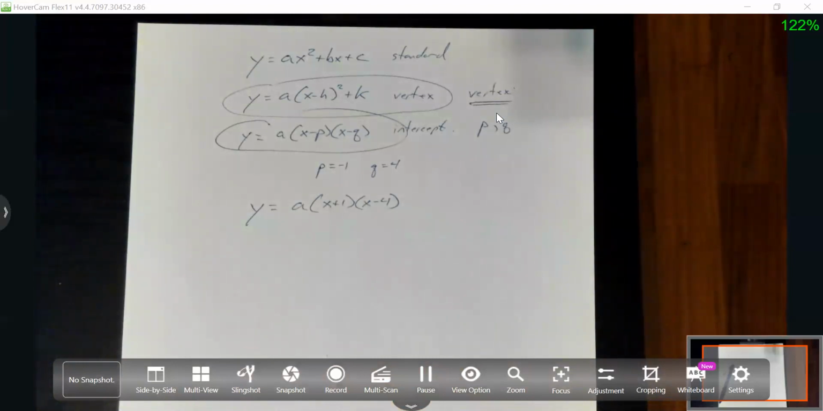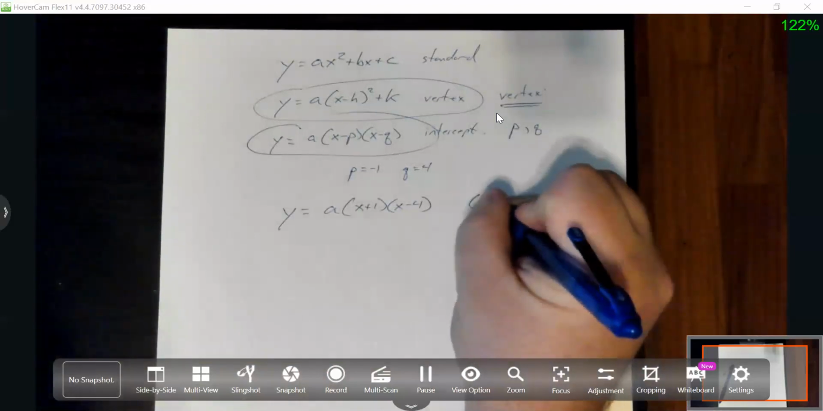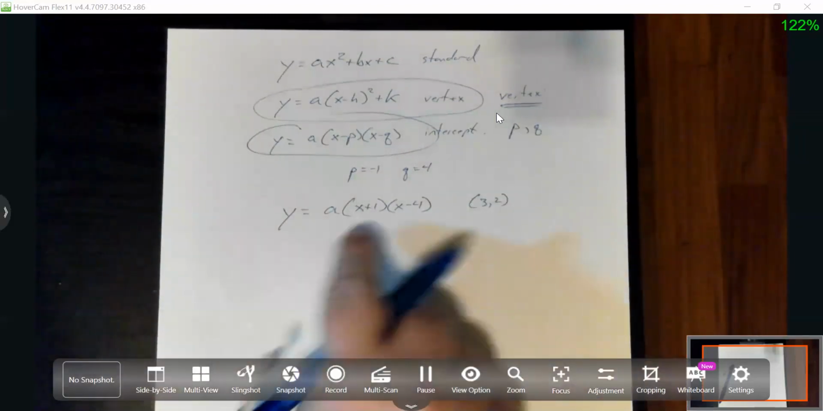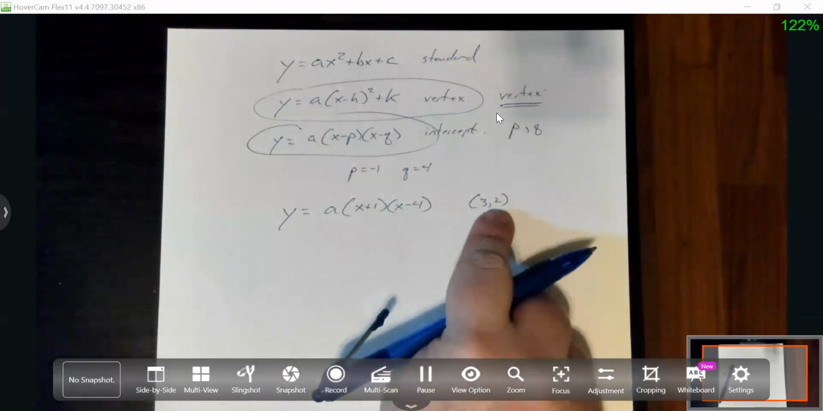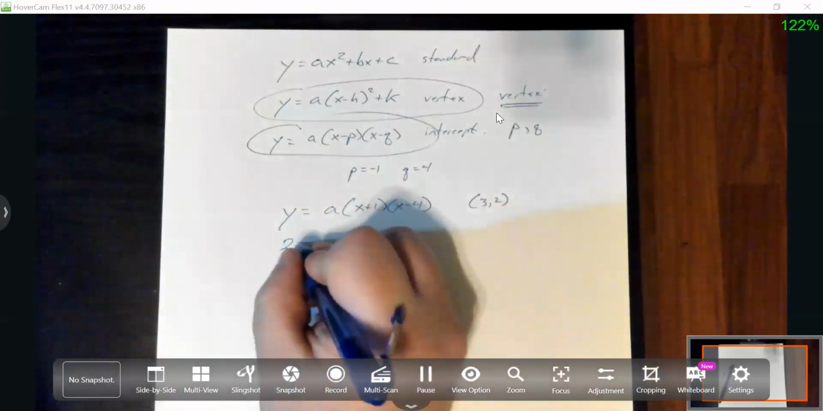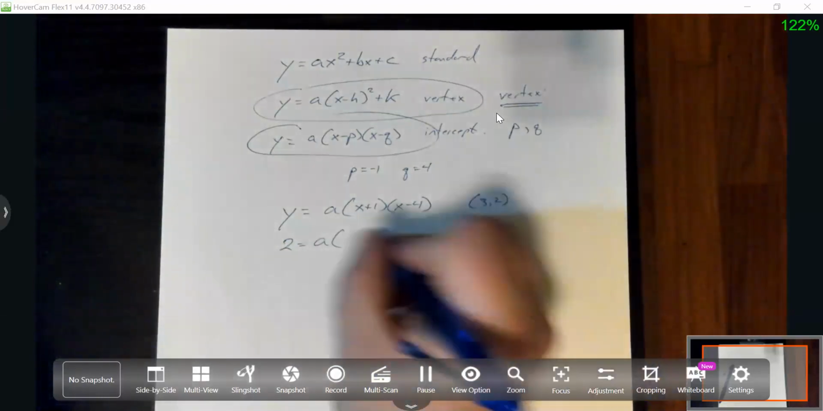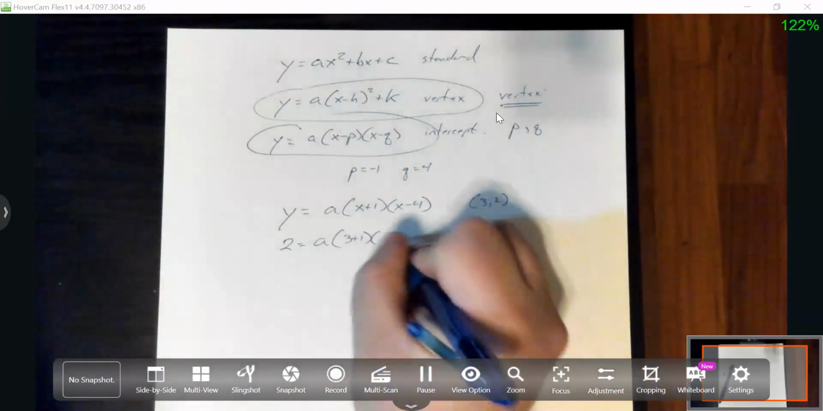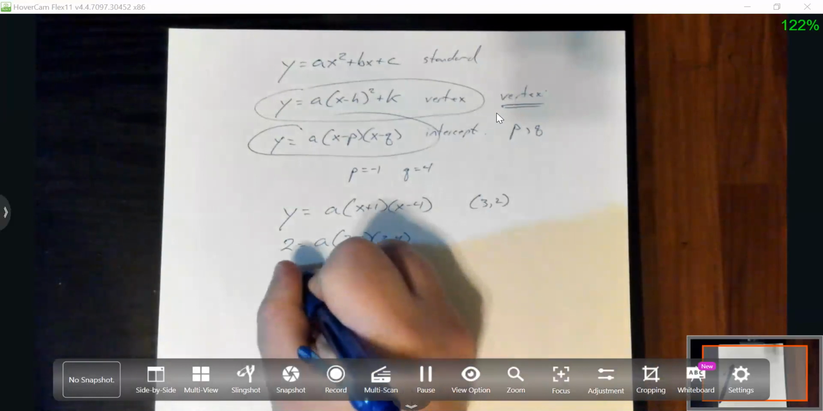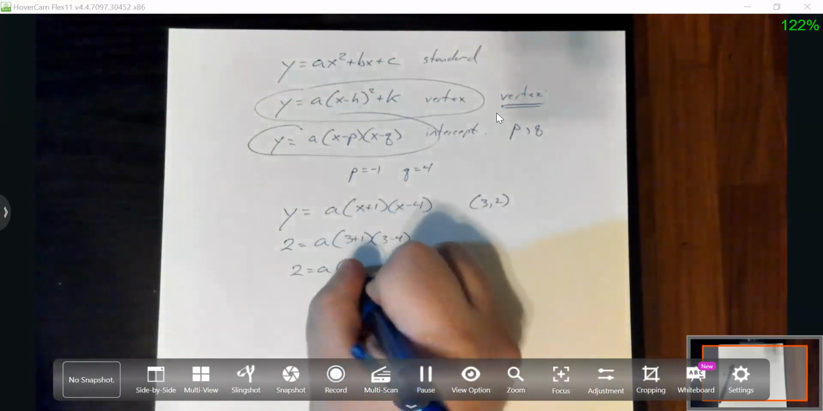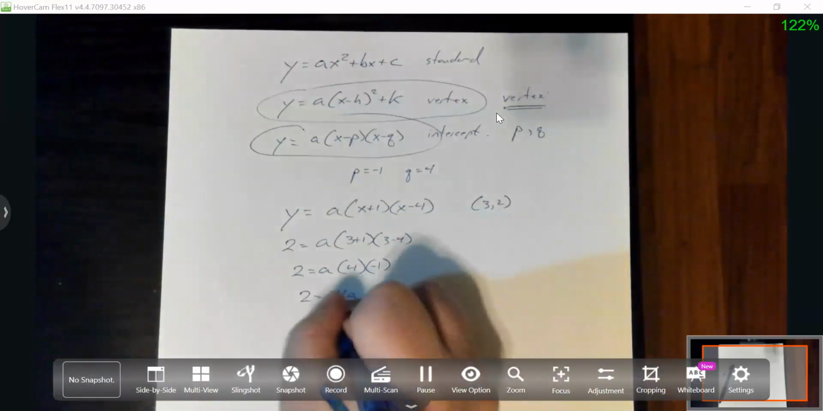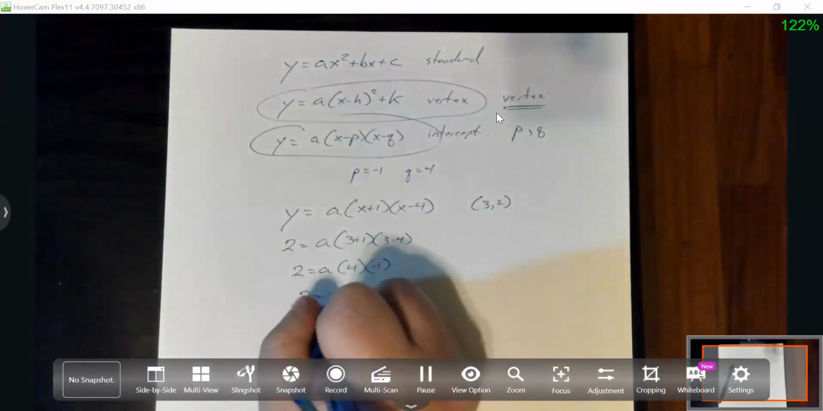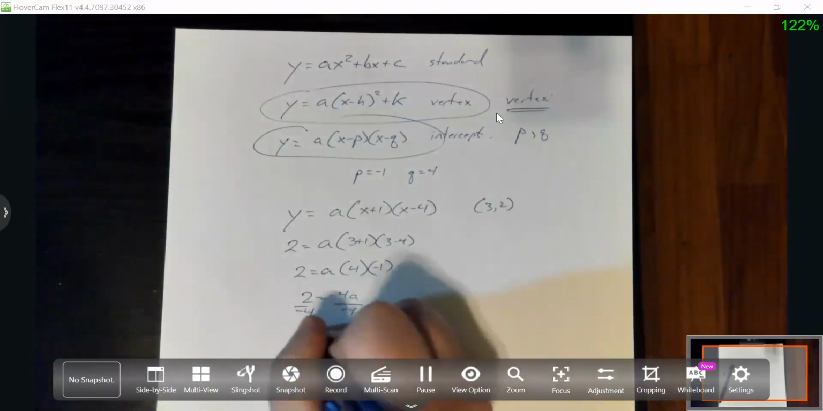So now I can just pick the other point. My other point was 3, 2. So now I plug this one in. We've already put in the information from the two intercepts. All I have to do is put in another point. So I get 2 equals a times, well, my x is just 3, (3 plus 1) times (3 minus 4). So that gives me 2 equals negative 4a. Divide both sides by negative 4. And I have a equals negative 1/2.